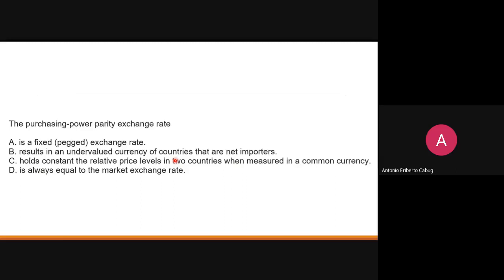Enter. Enter. Okay, very good. So the very concept of purchasing parity exchange rate, it holds constant the relative price levels in two countries when measured in a common currency. The correct answer is letter C. Okay, again, I'm impressed.